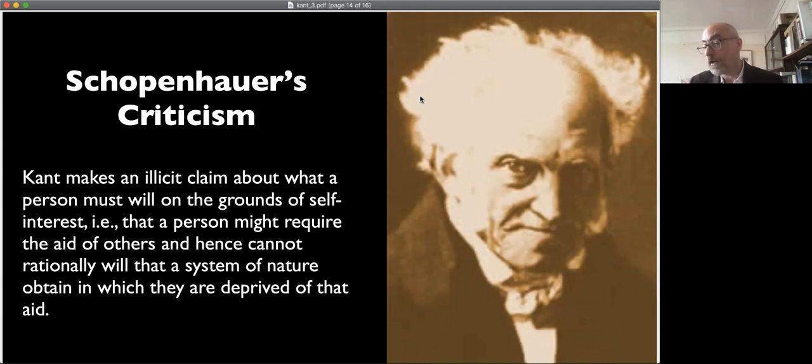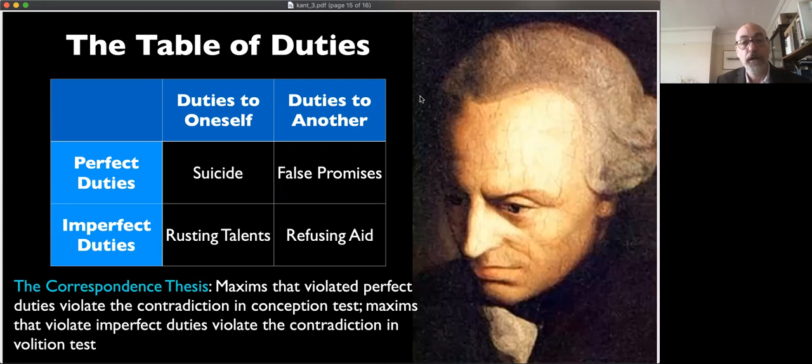Okay, so now the four examples are meant to be exemplars of a fourfold division of duties. Okay, so duties are distinguished with respect to their objects. As I've emphasized, there are duties to oneself, such as the prohibition on suicide or the prohibition on rusting talents, and there are duties owed to other human beings, such as the prohibition on making false promises and the prohibition on refusing aid.